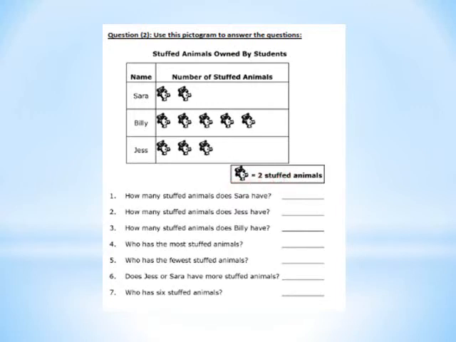So let's start. How many stuffed animals does Sarah have? Where is Sarah? Yes, I have here 2 teddy bears. Does this mean she has 2 stuffed animals? No. This is 2, this stands for 2, and this stands for 2. So she has 2 plus 2, which is 4. Or I can write it in another way. I can use multiplication. So 2 times 2 is 4.